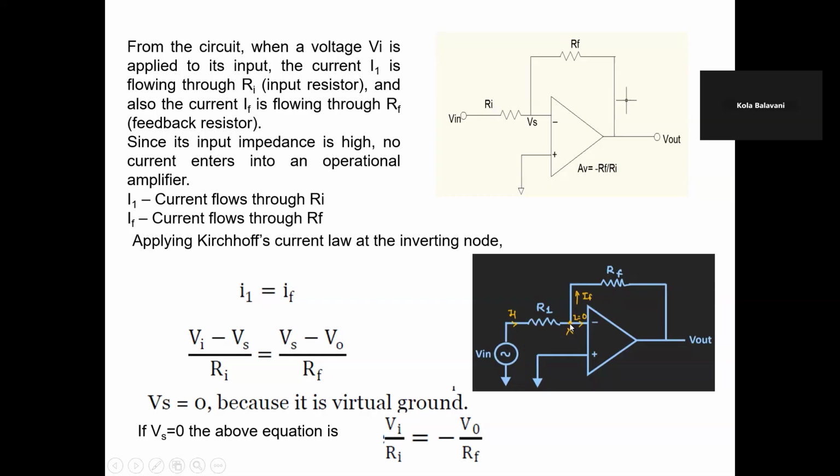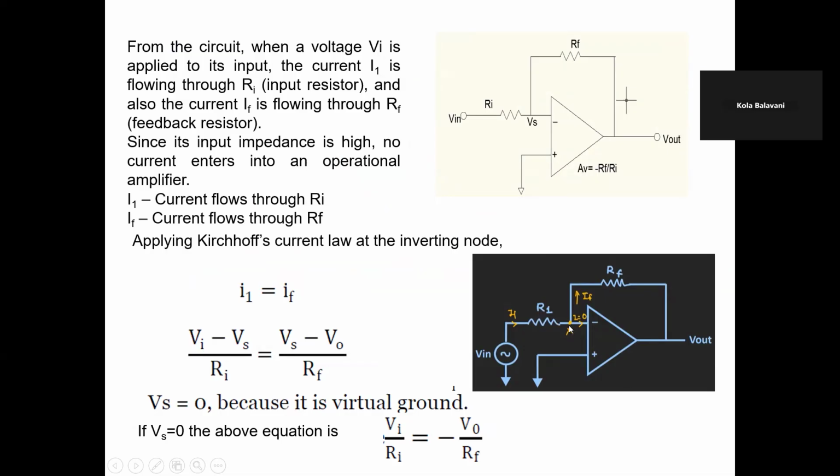By applying KCL at this point, KCL means the entering currents are equal to the leaving currents. Here the entering current is I1 and the leaving current is IF. So I1 equals IF. I1 is nothing but Vi minus Vs by R1, considering the voltage at this node is Vs. Again, IF equals Vs minus V naught by Rf.